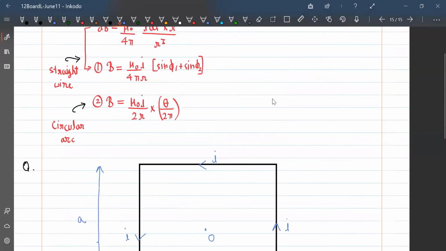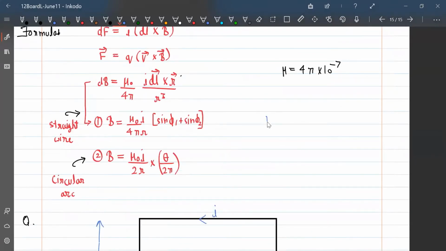We also learned about the formulas of magnetic dipole M. So M vector is N I into area vector. And torque on a magnetic dipole is mu cross B, or M cross B, and potential energy is minus M dot B, just like the electric dipole. All these formulas we're going to use.